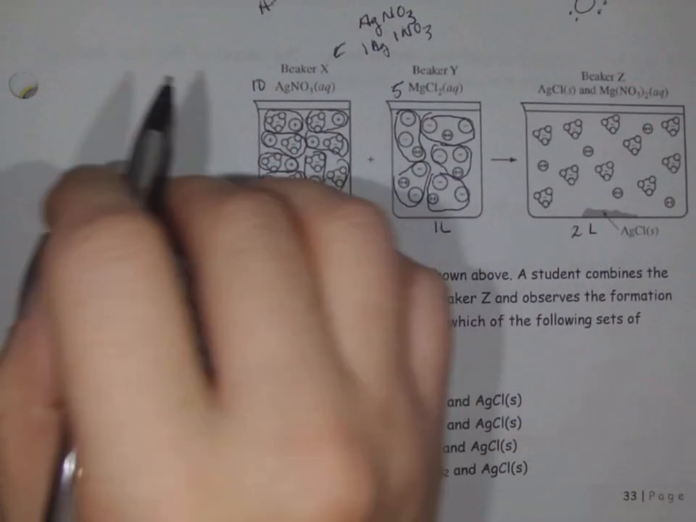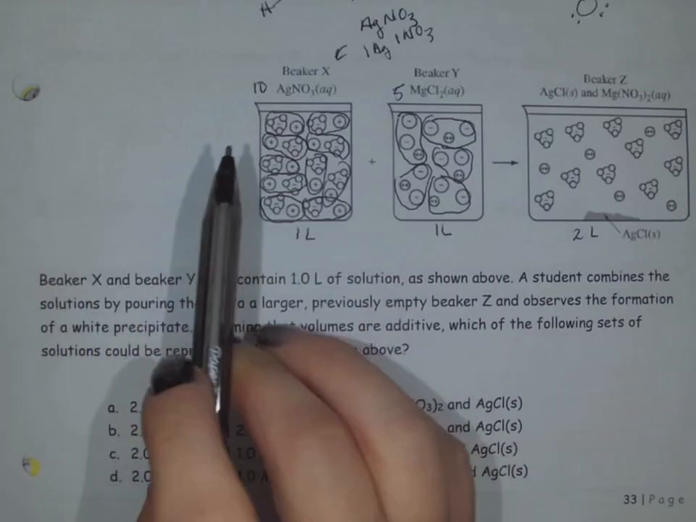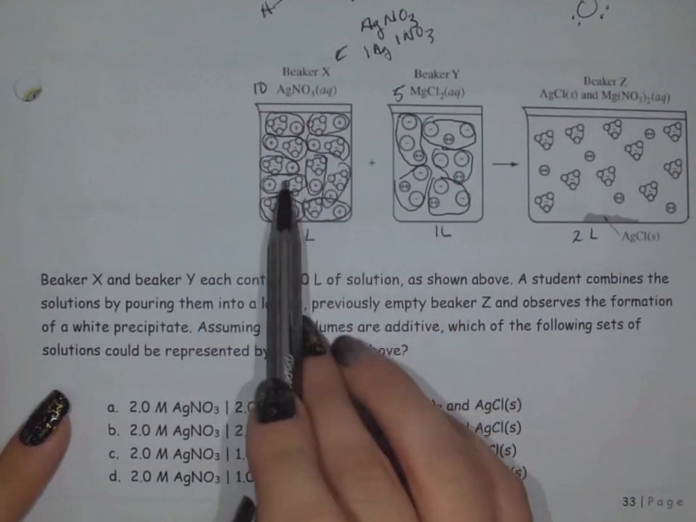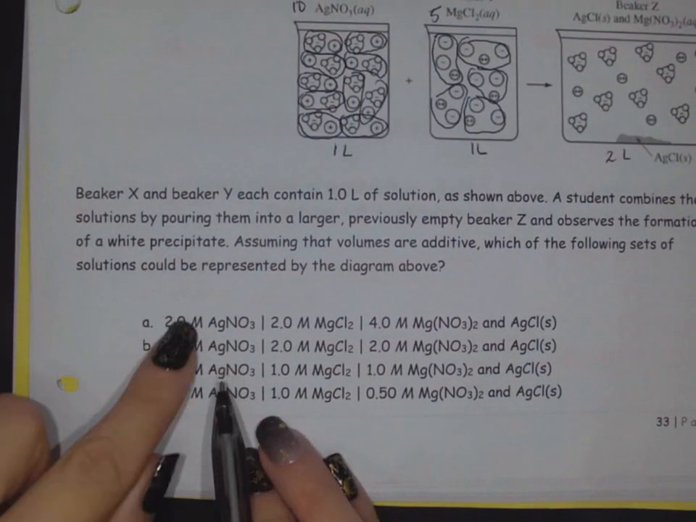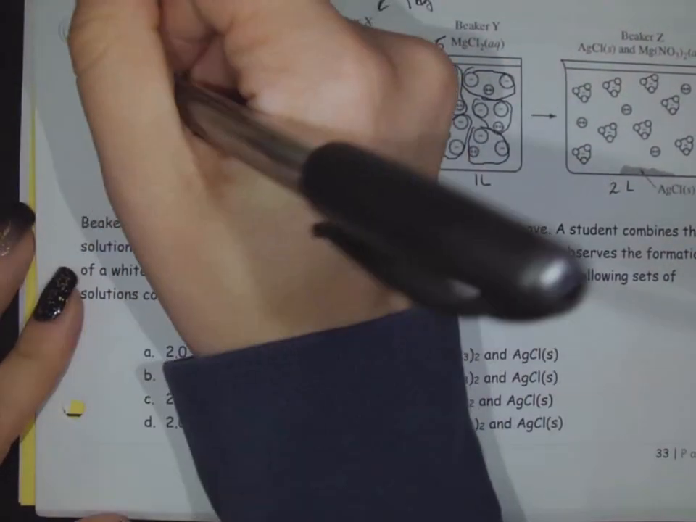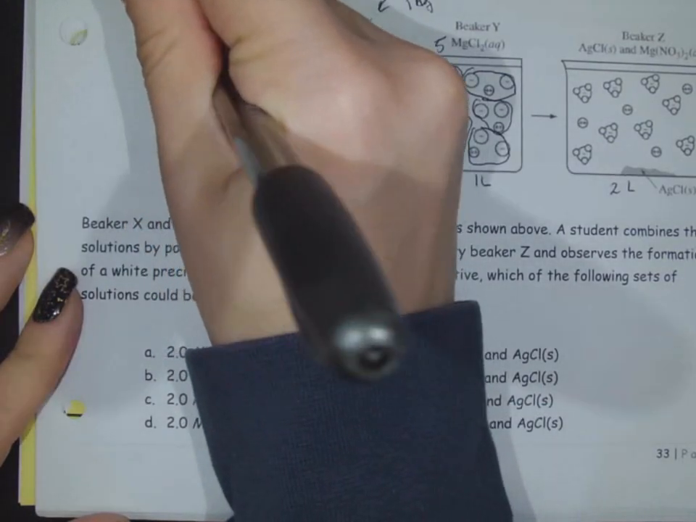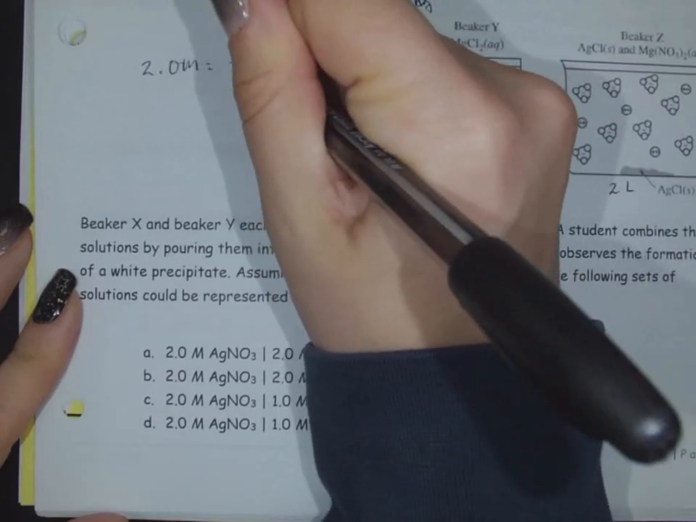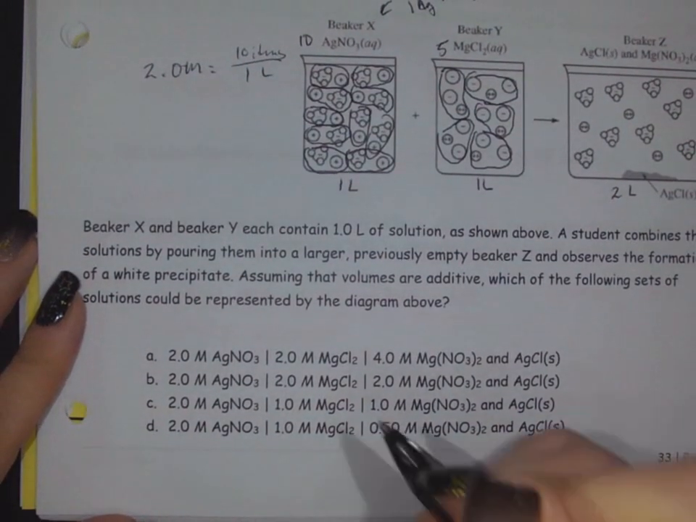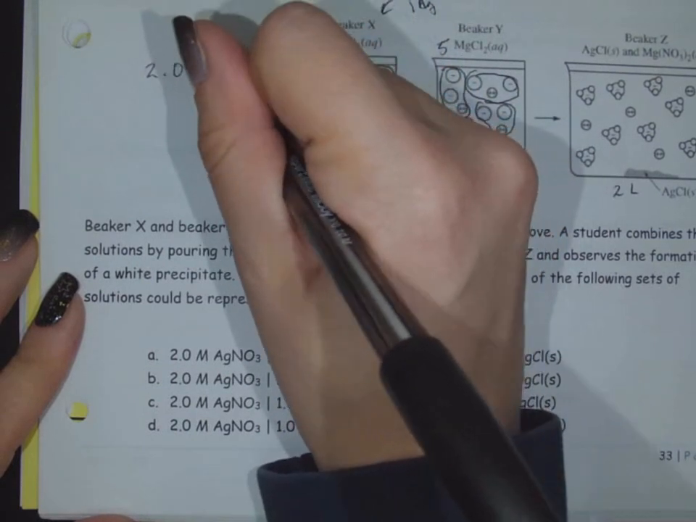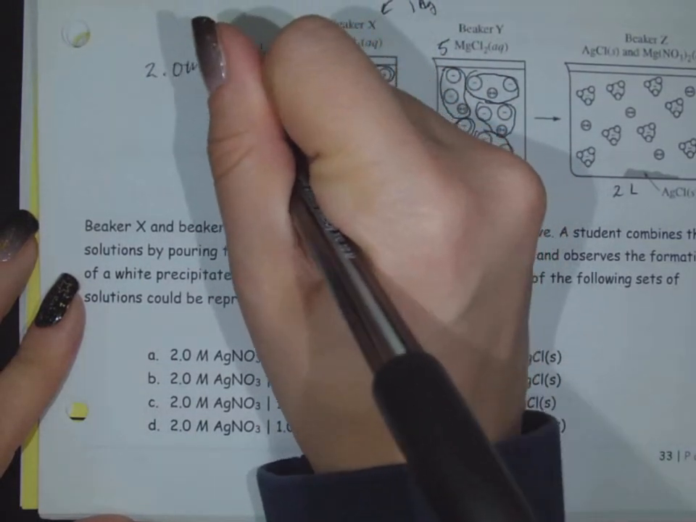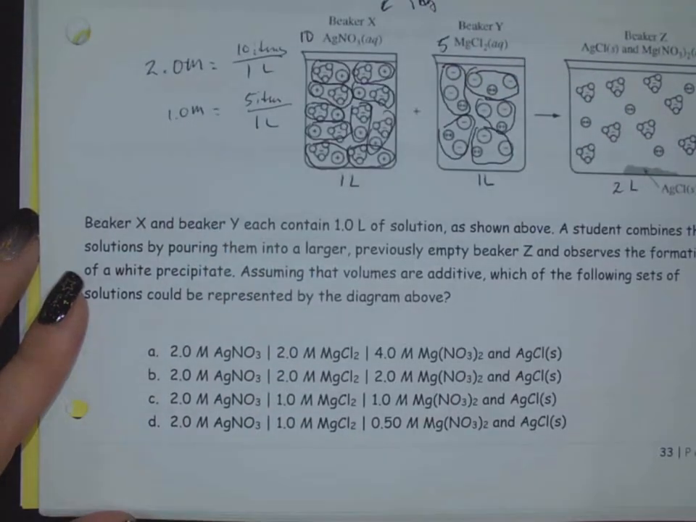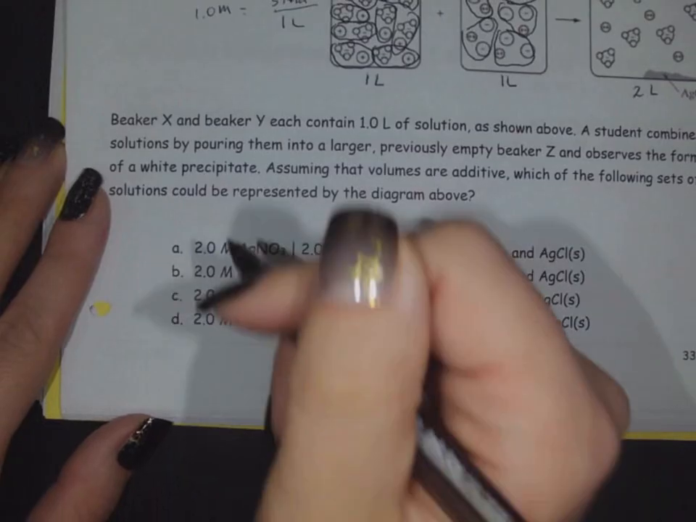And remember, the only reason why we know this is because the image is showing us 10 silver nitrates in 1 liter, and the only answer options possible are 2 molarity. So 2 molarity must be these 10 items per 1 liter. And so now we've got 5 items in the 1 liter. So that's half as much. So that must be only 1 molarity. Oh, so that narrows us down right here.